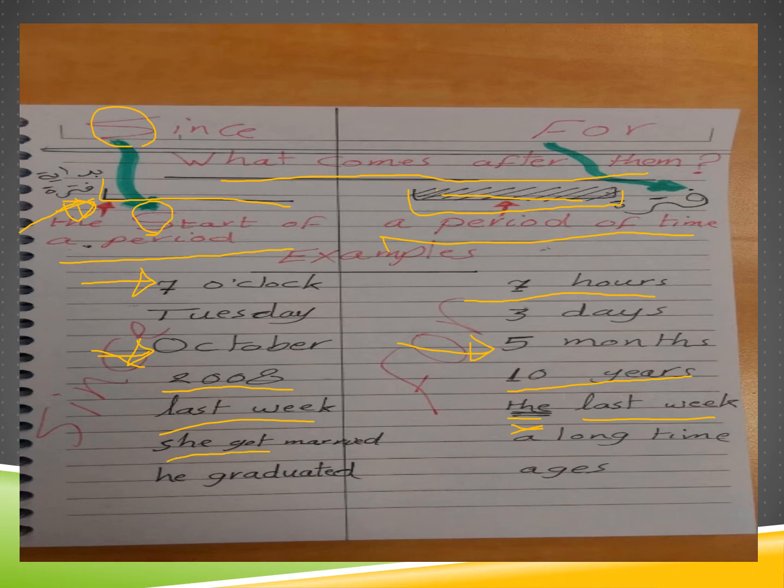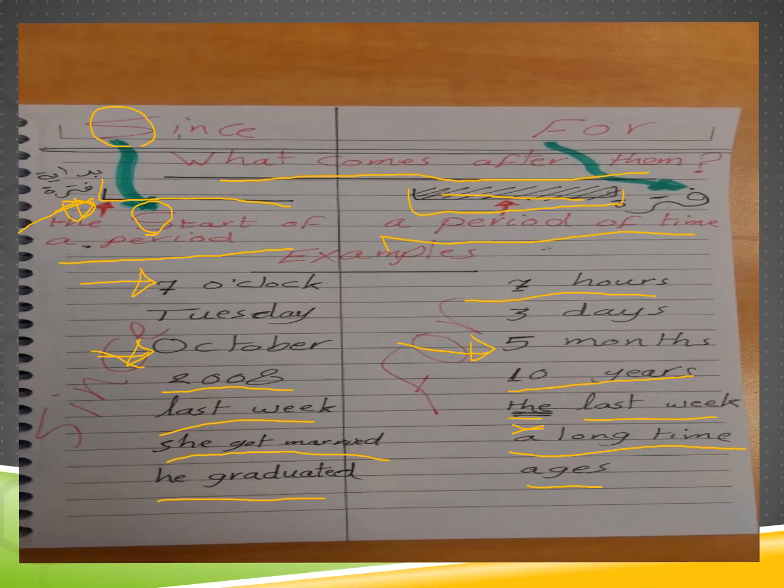Since she got married, I haven't seen her since she got married. This is when she got married, I stopped seeing her. So this is the start of the period in which I didn't see her. I haven't seen her for a long time. So now I mentioned the whole period. Since he graduated, or for ages. For ages is like for a long time. Okay?